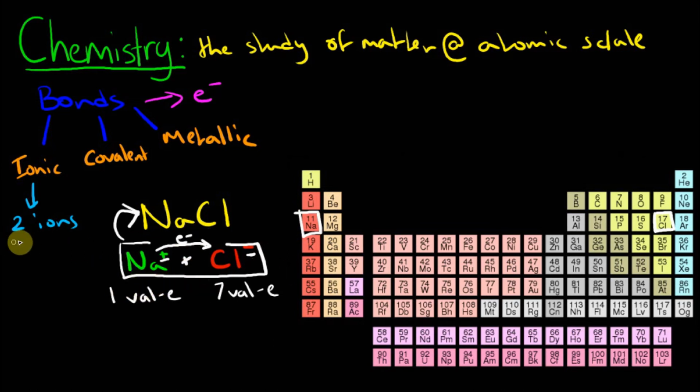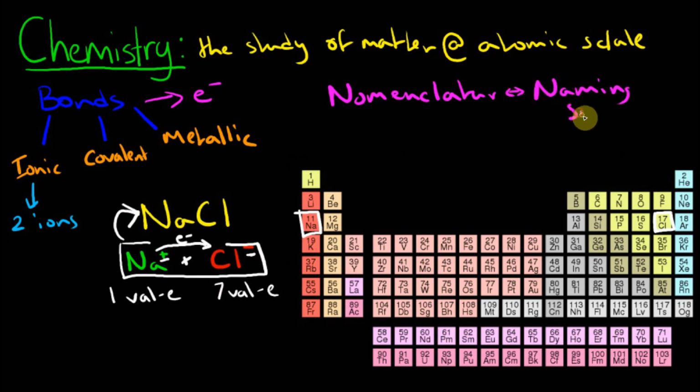But there's another really unique characteristic to each of these bonds, and that is nomenclature. So what is nomenclature? It's the same thing as naming system. It's just fancy words for saying naming system. So ionic bonds have their own specific nomenclature.